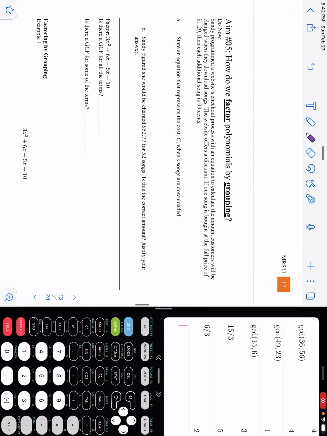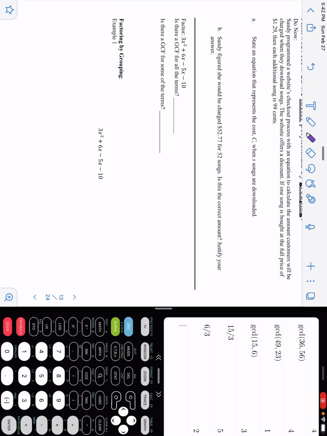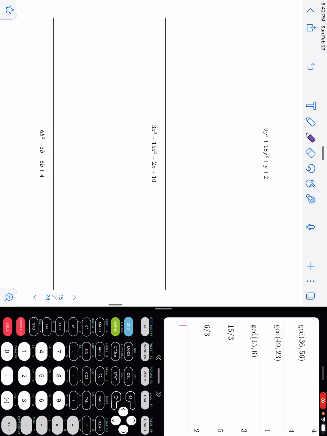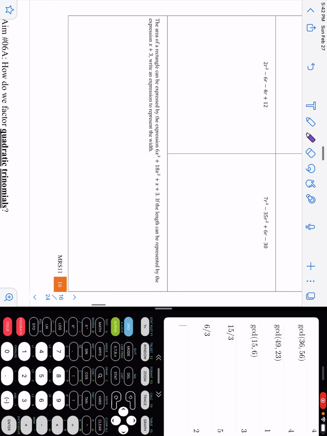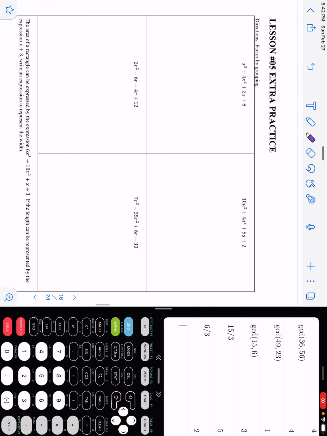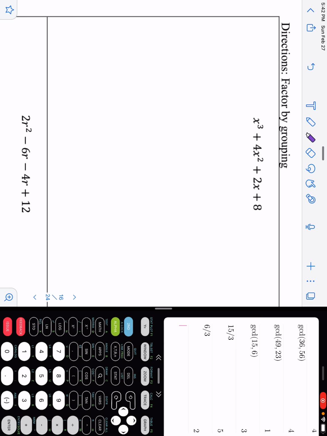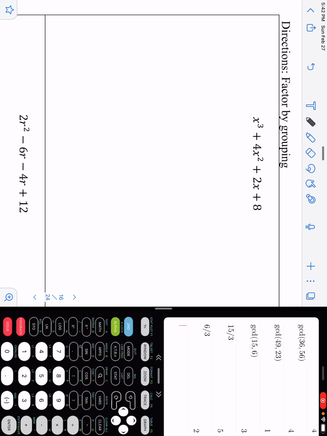Okay. More importantly, we needed that when we started factoring by grouping. I'm going to go ahead and go to page 16 where we had the extra practice. Remember, when we factor by grouping, we're separating it into 2 parts and then doing what we just did before. So this first one, I'm going to separate x cubed plus 4x squared. That's my first group, and my second group is 2x plus 8.